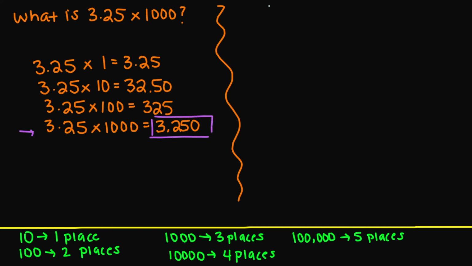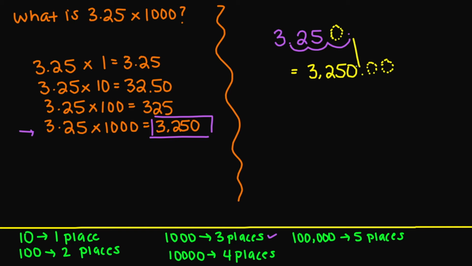And let's say you needed to answer this question quickly. I just have to move my decimal point 3 places to the right to get my answer. So if I do that, this is going to be 1, 2, 3. It puts me right here. And then you have an imaginary 0 here. So your answer here is going to be 3,250. And then of course, if you want to include the decimal at the very end, you can, but you do not have to. This decimal is coming from right here.